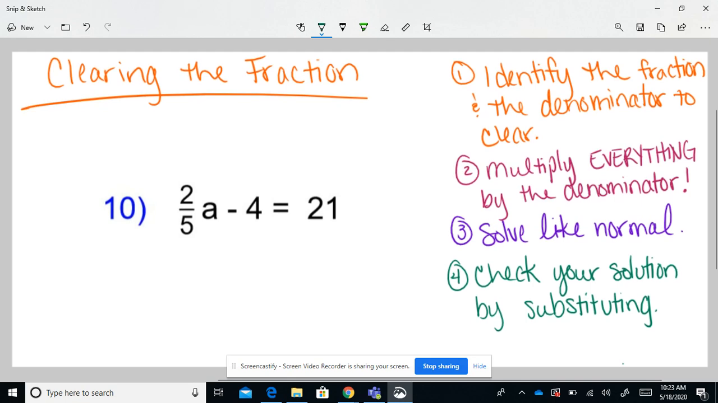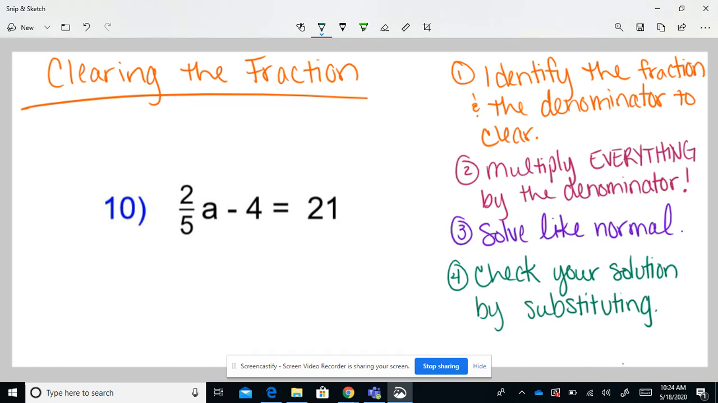Hi guys. So I just posted notes on reviewing two-step equations. I want to go ahead and go over clearing the fraction though. This is something that we briefly talked about when we were in school. Some of you really got it, did a great job. Others of you struggled with it a little bit.